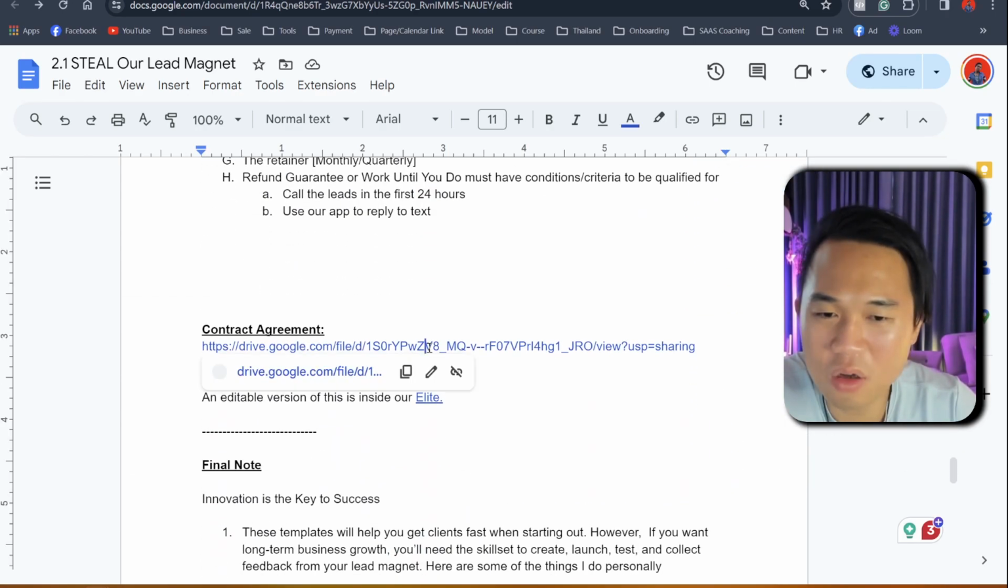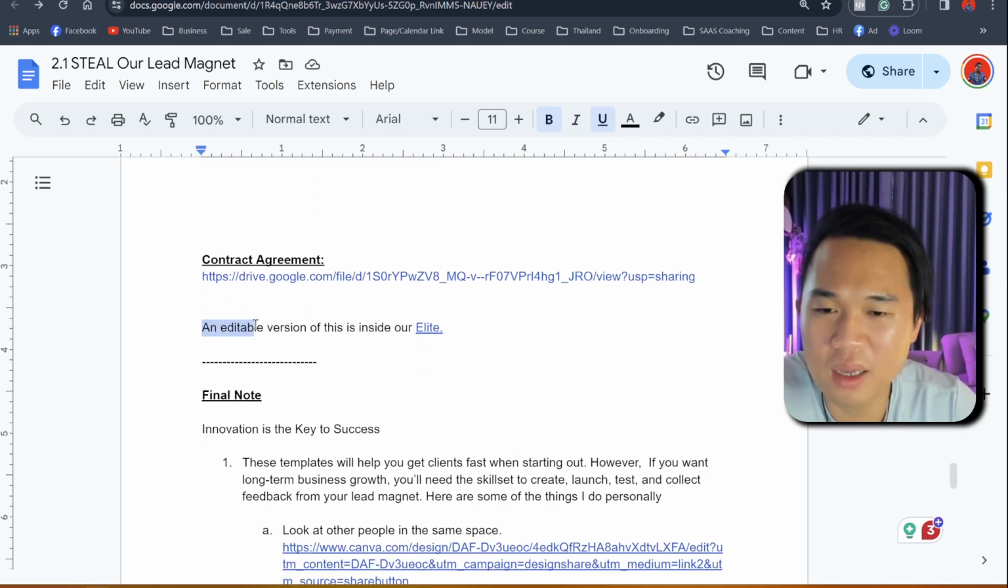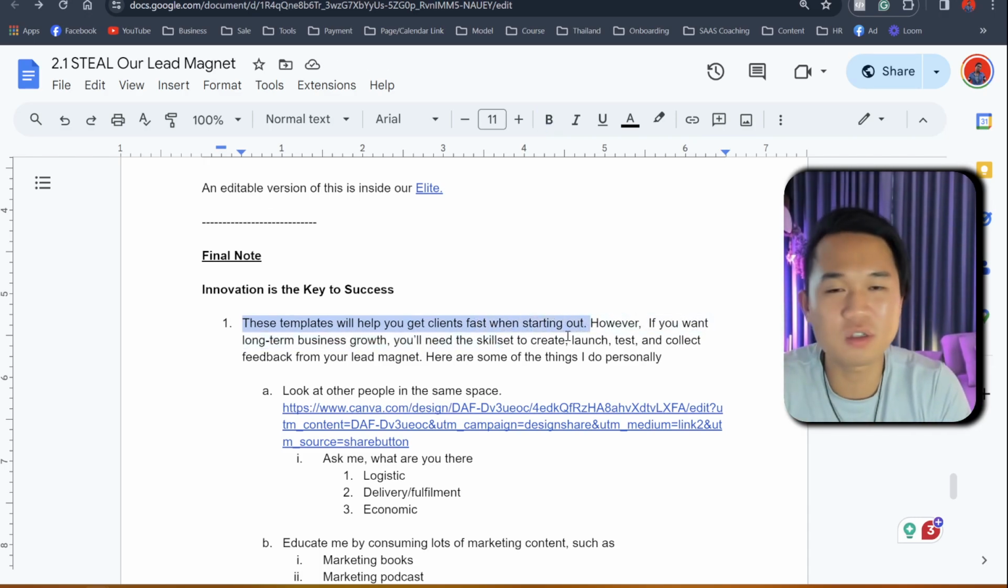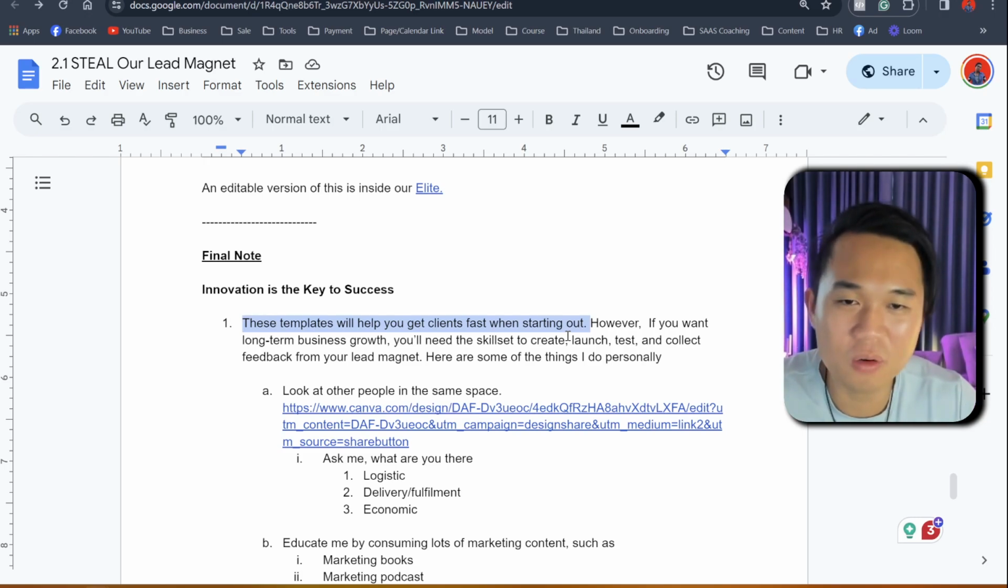And this is, again, the contract, and you can view it in PDF. And if you want the editable version, visit our lead. Right, just a final note here, innovation is key to success, right? These templates are here to help you get clients fast when you're just starting out, right? Which is the goal of this video. If you're just starting out, you're at ground zero, this will give you a base ground, right?